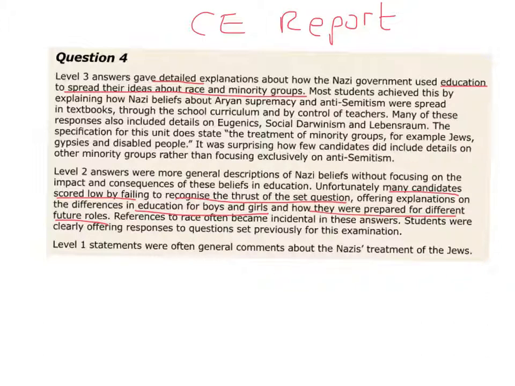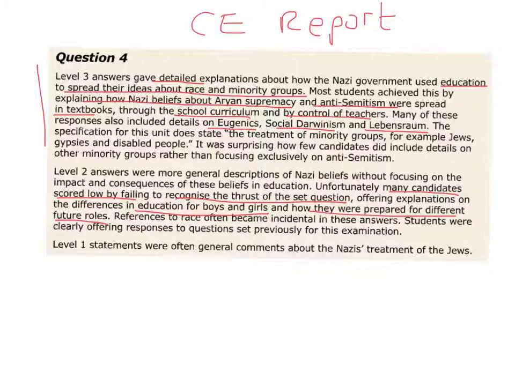Now, if you go to level 3, it clearly emphasises this, that the best answers, level 3, students explained how Nazi beliefs about Aryan supremacy and anti-Semitism were spread in textbooks, through the school curriculum and by control of teachers. And again, the Chief Examiner's report gives examples: eugenics, social Darwinism, Lebensraum. Social Darwinism is the survival of the fittest, the Nazi belief in survival of the fittest, the law of the jungle, the law of nature.